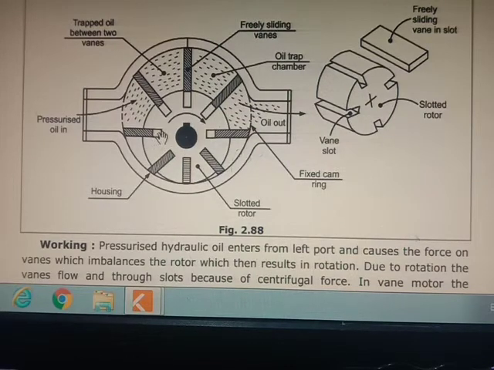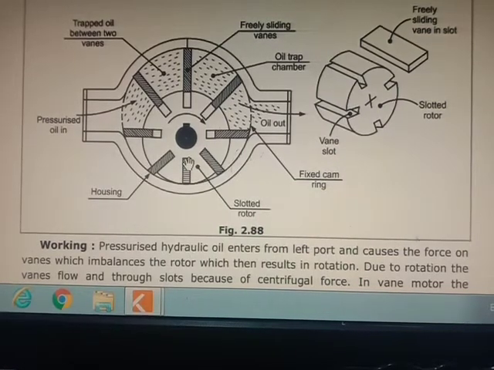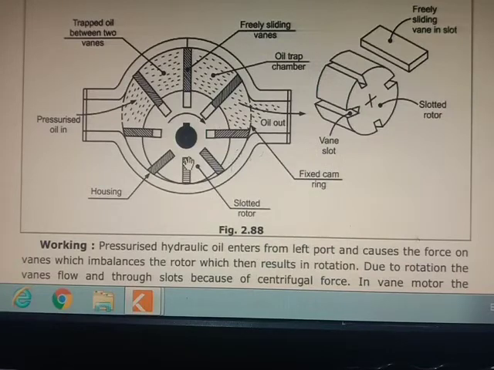This rotor will get rotary motion. Here no electrical motor is provided. Please remember that an electrical motor is provided in the vane pump, and what we are seeing here is the vane motor, the vane hydraulic motor. So when it is a motor, its output is rotary motion. And how will the rotary motion be obtained as output? High pressurized oil will come here.